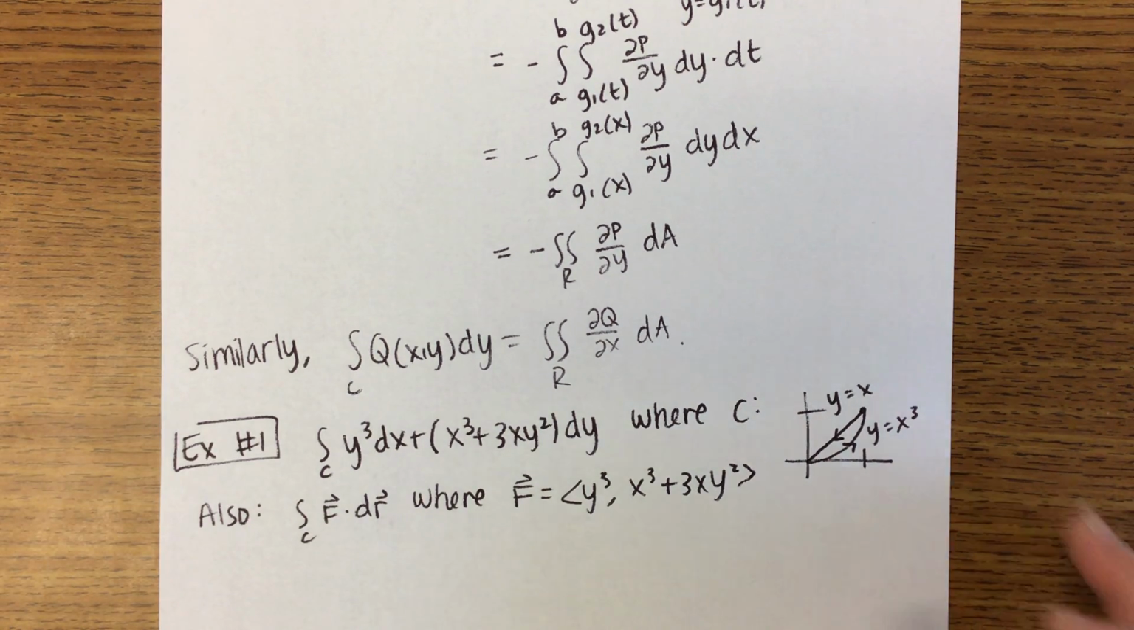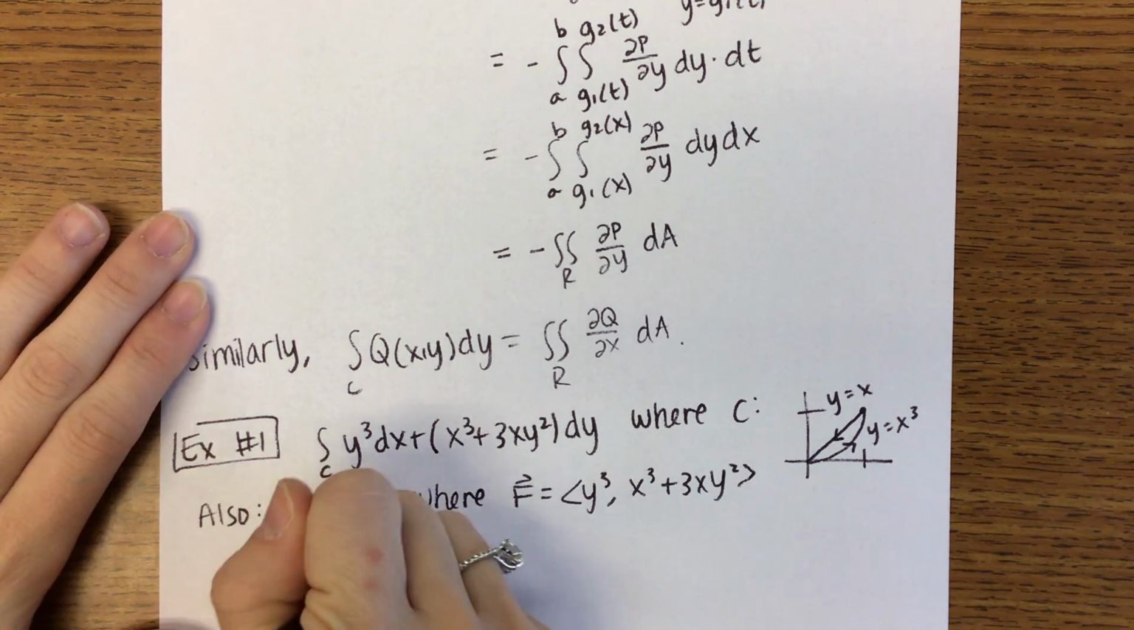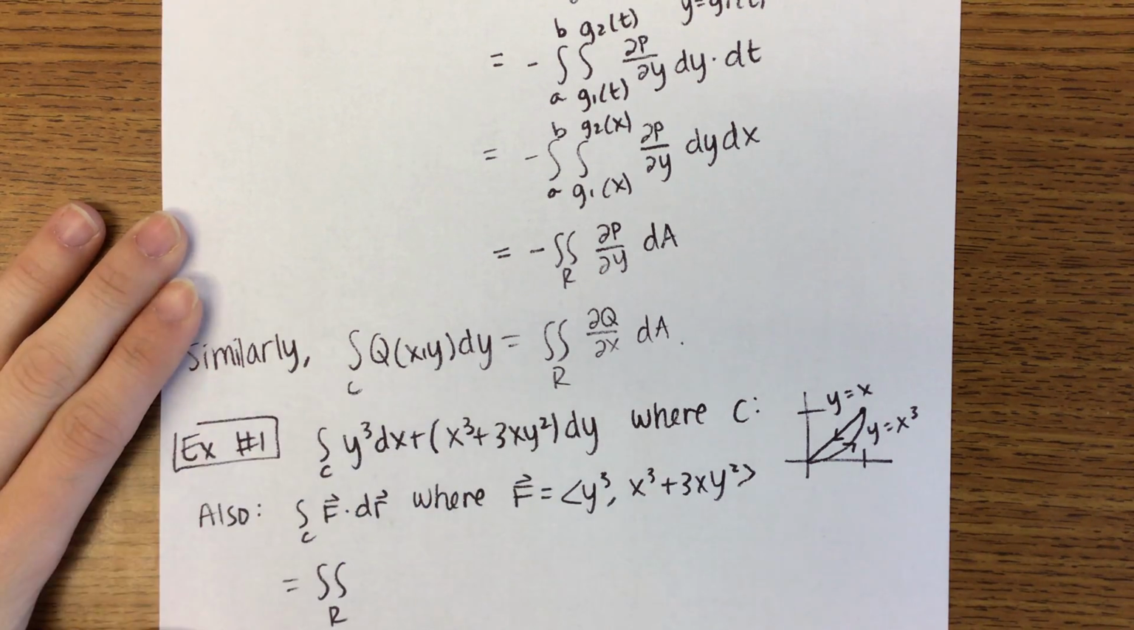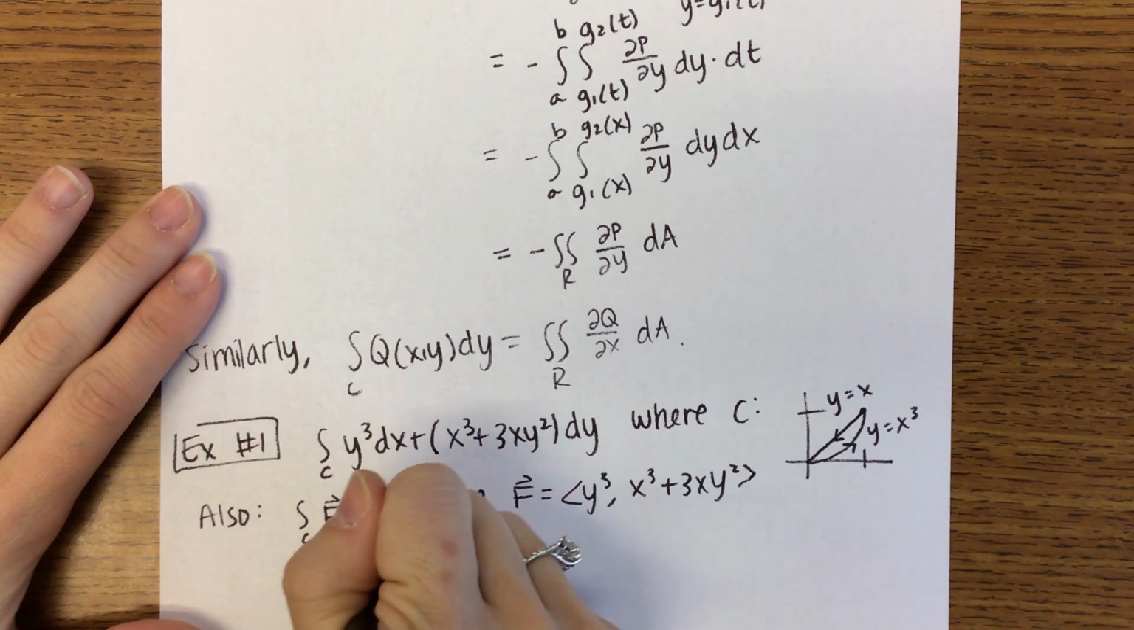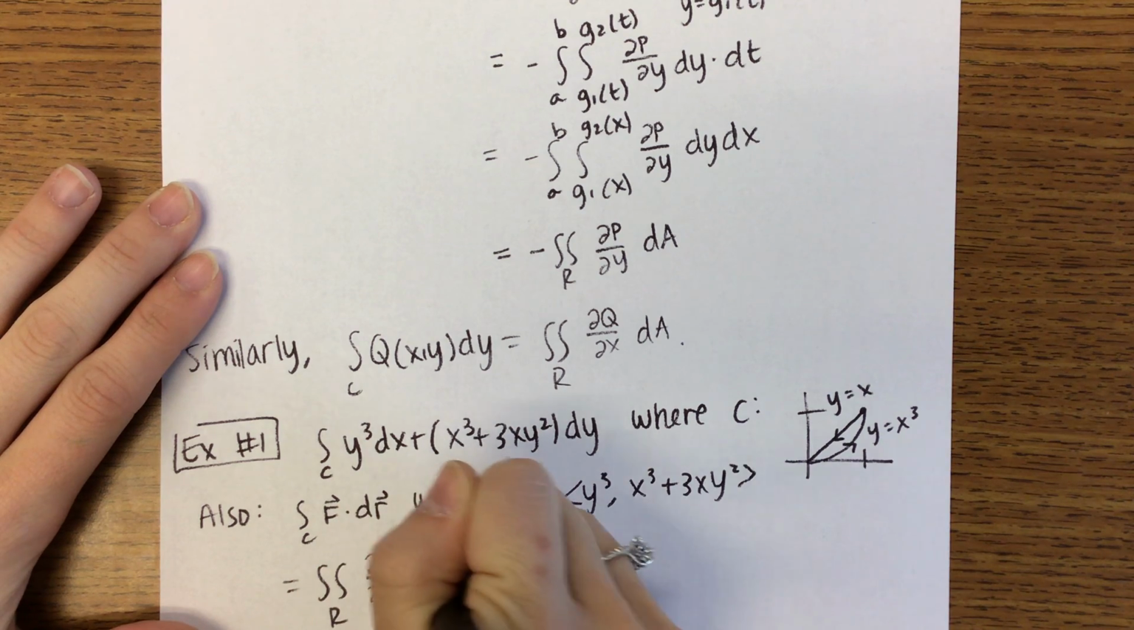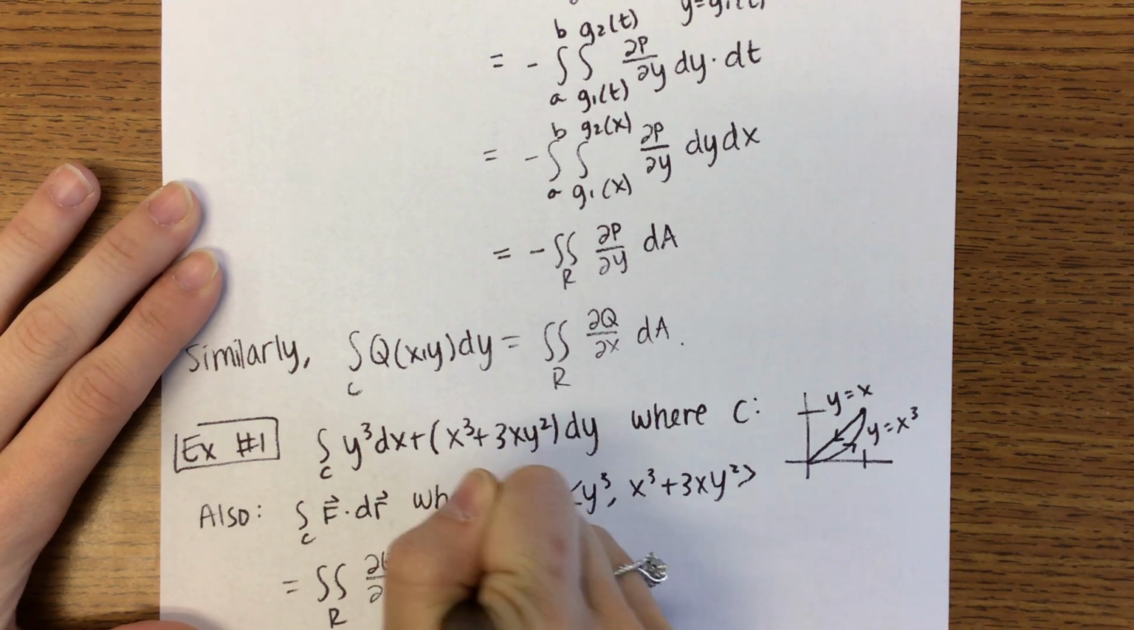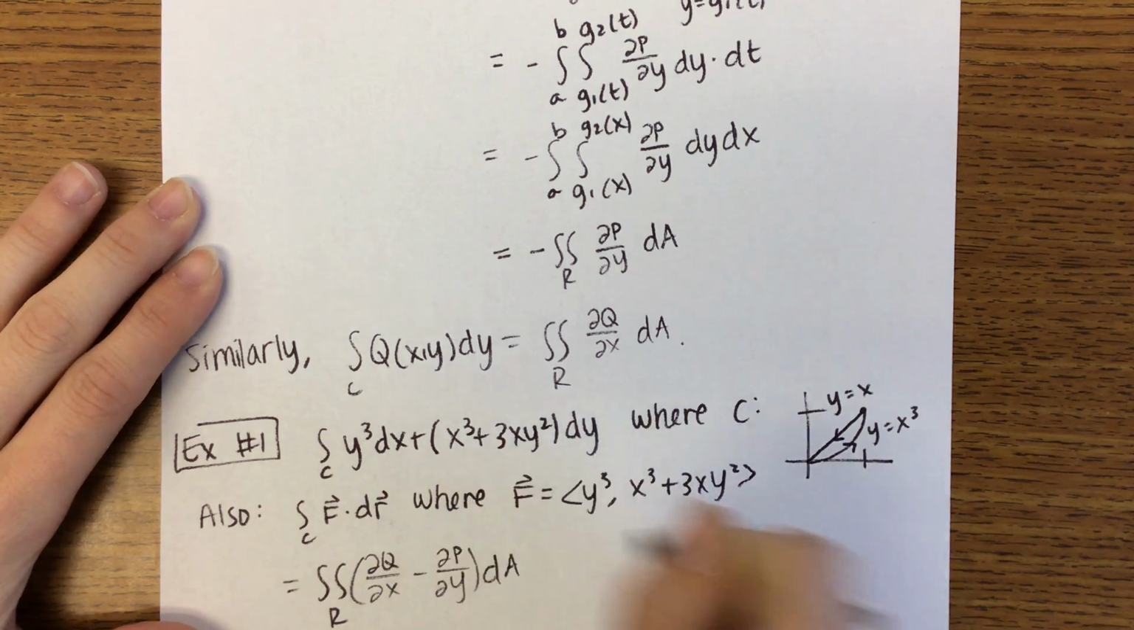Okay, so my first question before we use Green's theorem is, why are we allowed to use Green's theorem? Counterclockwise and closed. Closed, simple, counterclockwise, we can use Green's theorem. So this is going to be the double integral over the region R, partial of Q with respect to x, subtract partial of P with respect to y, dA.